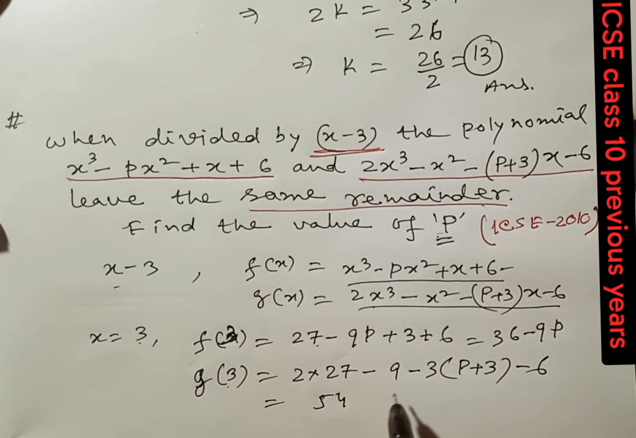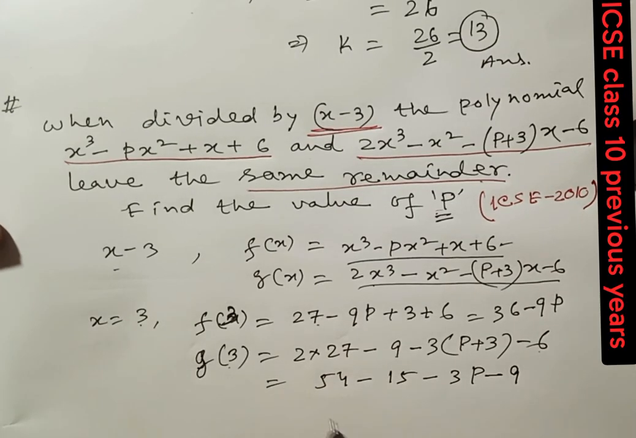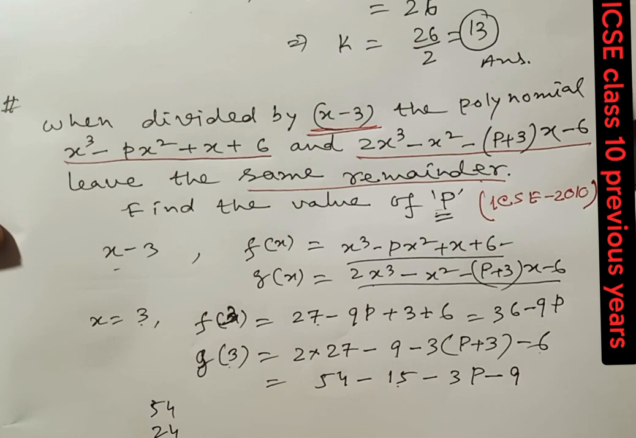This is 54 minus 9 minus 6 means minus 15 minus 3p minus 9. This will be 54 and this is 24. This is 24. So this will be minus 54 minus 24. So 0.